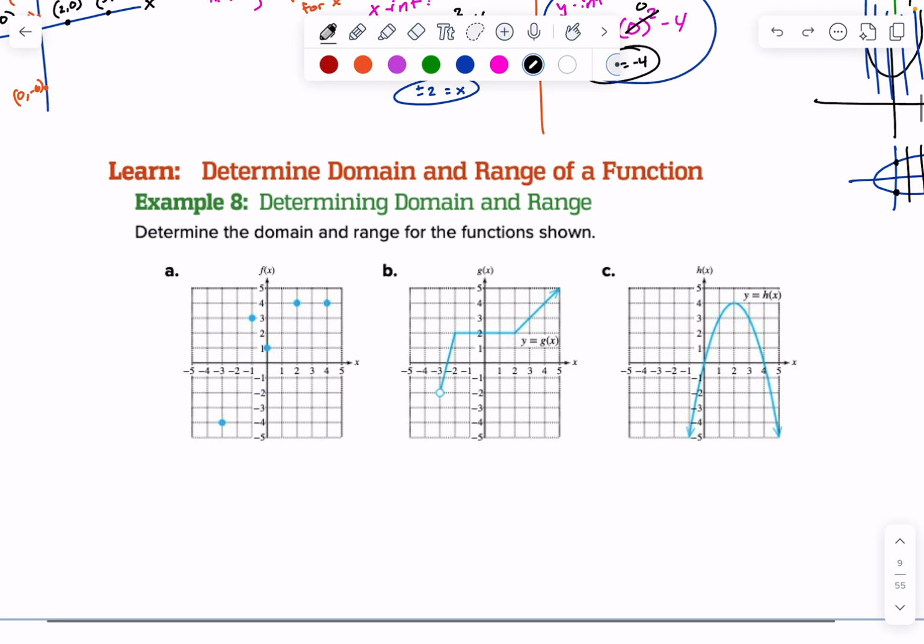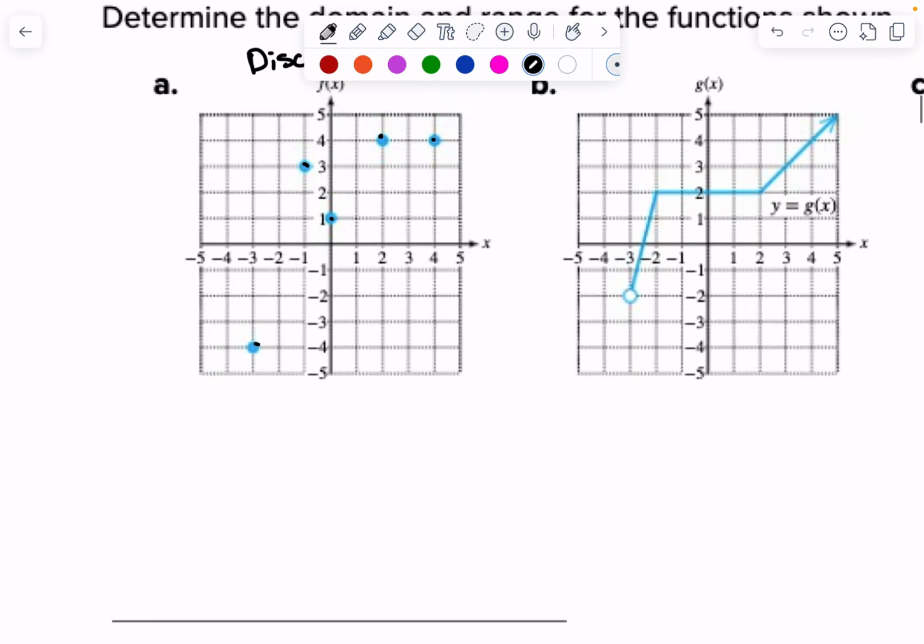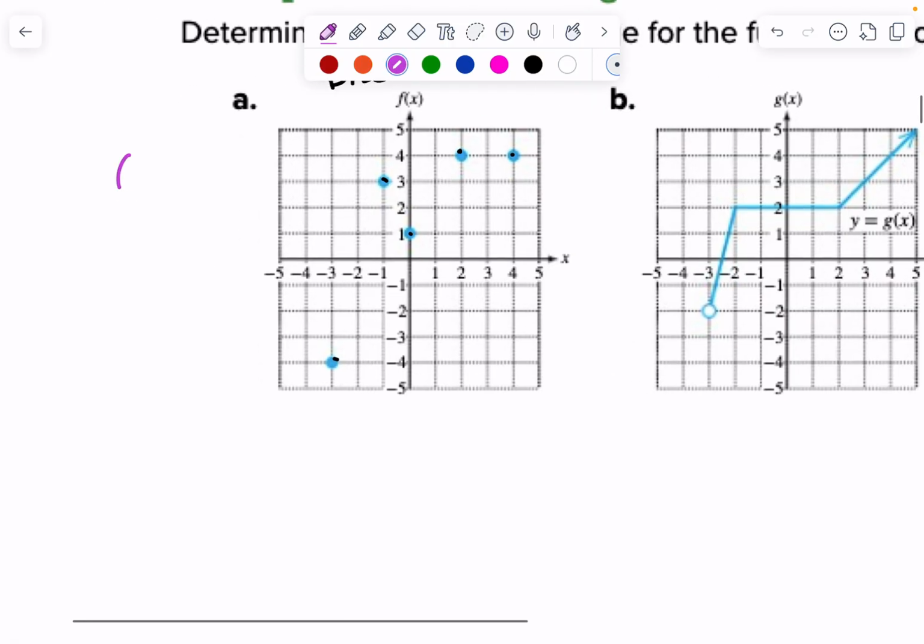Okay, so this is a discrete function. I don't know if we talked about discrete versus continuous before. This is a discrete function where we just have dots, okay? And the easiest thing to do there, you don't have to do this, but the easiest thing to do when you're listing domain and range is to put them as a list of ordered pairs, right?